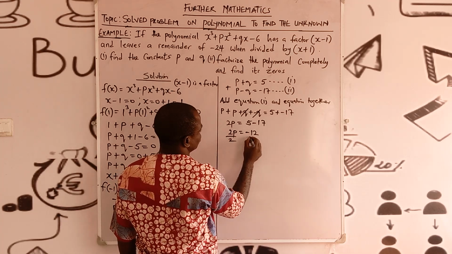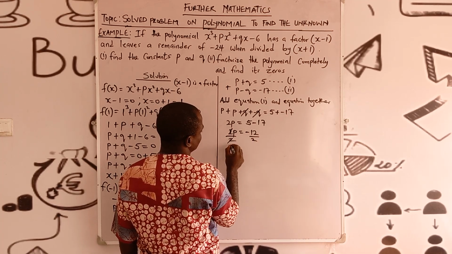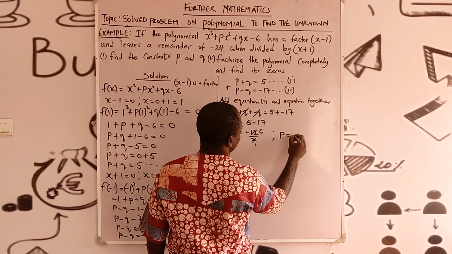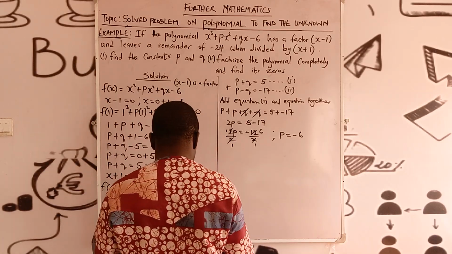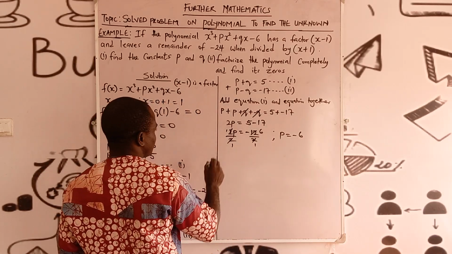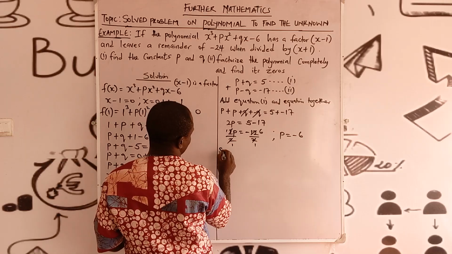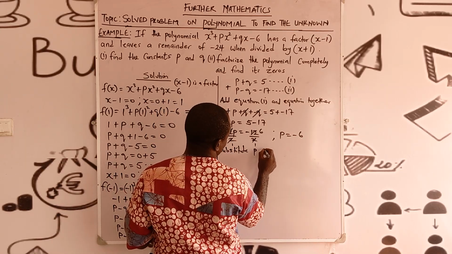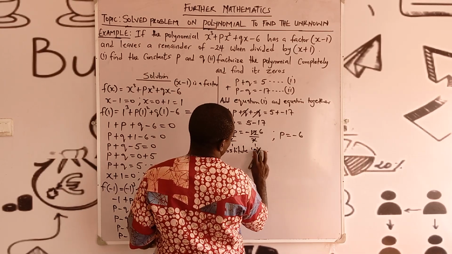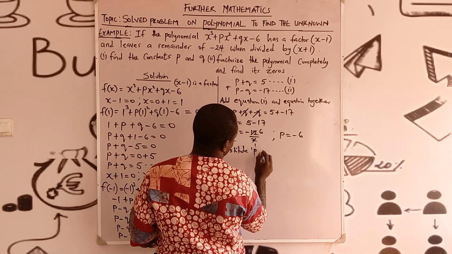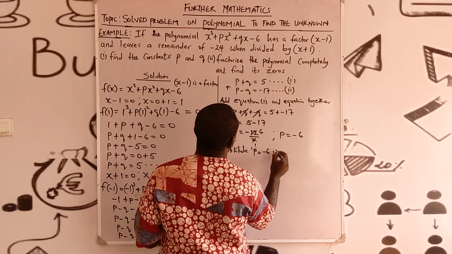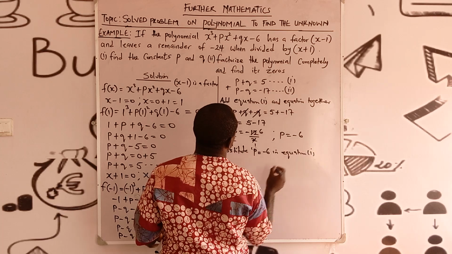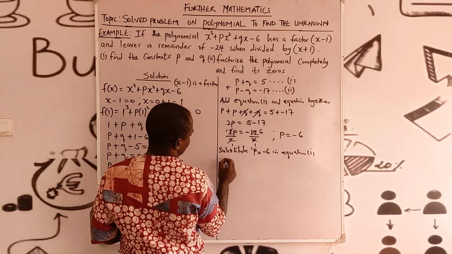Divide both sides by 2. 2 cancels 2, 2 into 12 is 6. Our p equals minus 6. Now let's substitute p equals minus 6 in equation 1 to get our q.